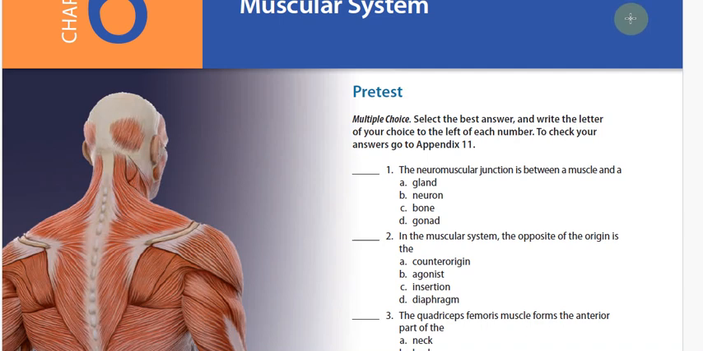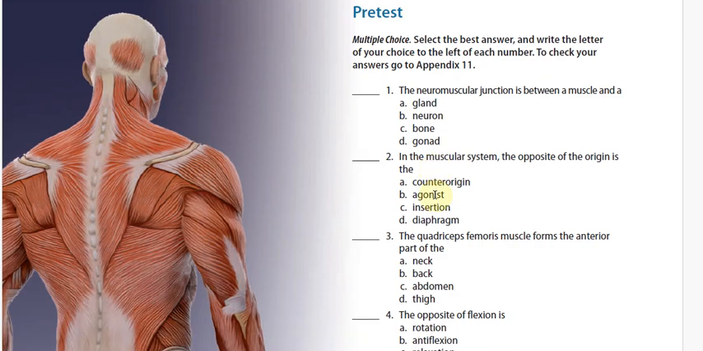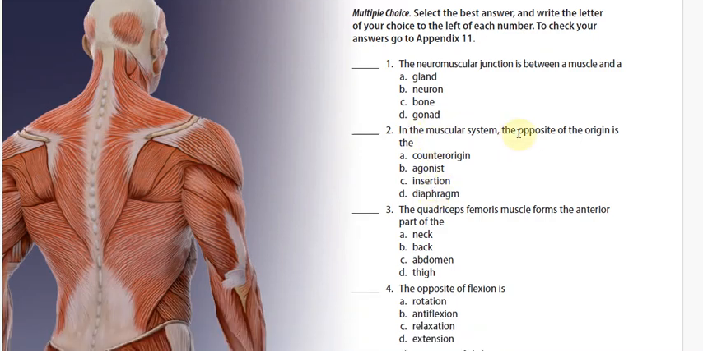Let's get to the first question. The neuromuscular junction is between a muscle and a neuron. From here, neuro, we can easily understand that the answer is neuron. Question 2. In the muscular system, the opposite of the origin is the insertion.